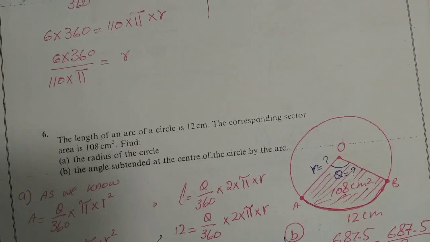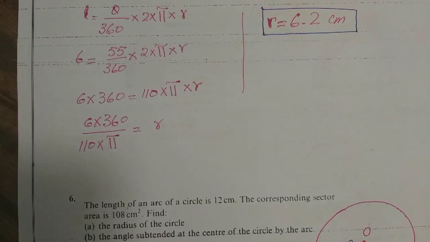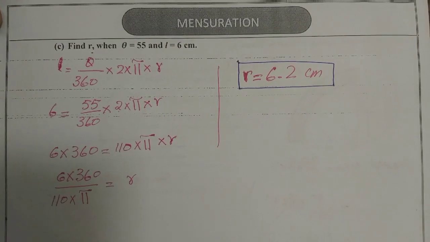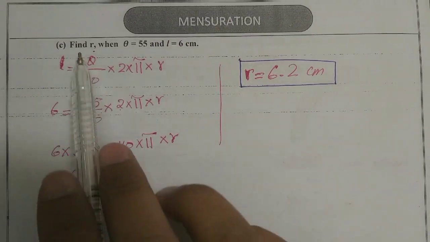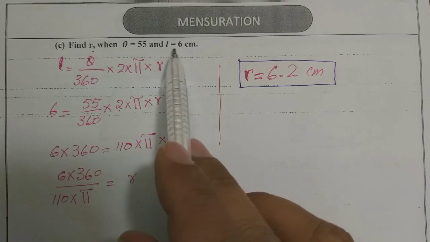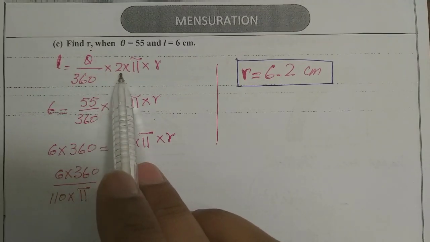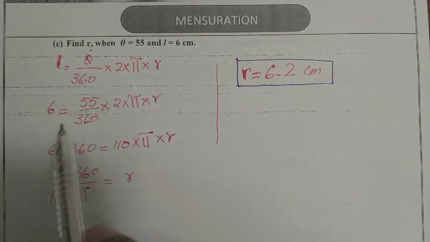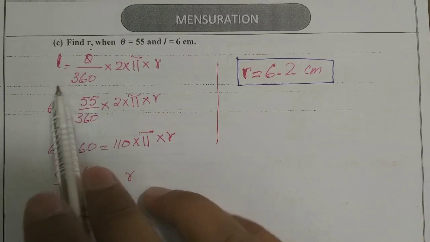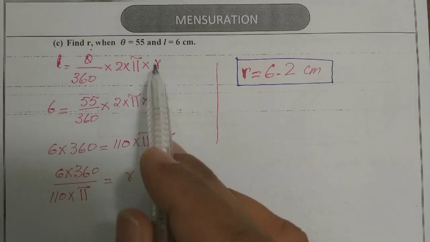Next question is the C part, question number 5, C part on page number 5. Here we need to find r when theta is 5 and L is 60. This is the arc length. We know the formula: arc length equals theta over 360 times 2 pi r. So just replace the information we are given in the formula, then simplify for the r value.